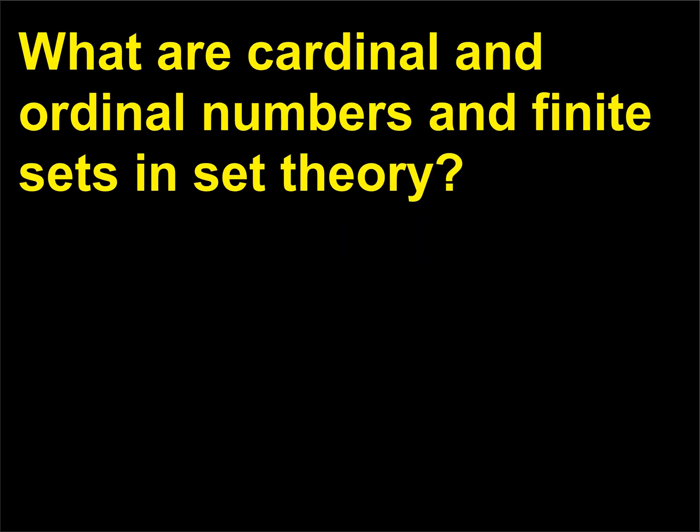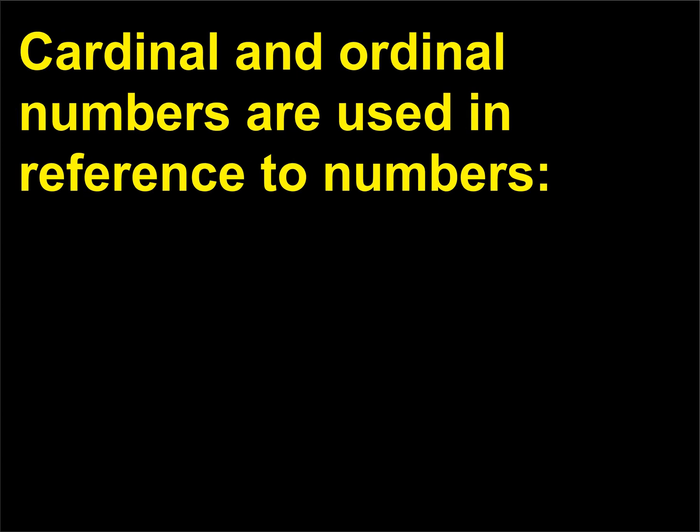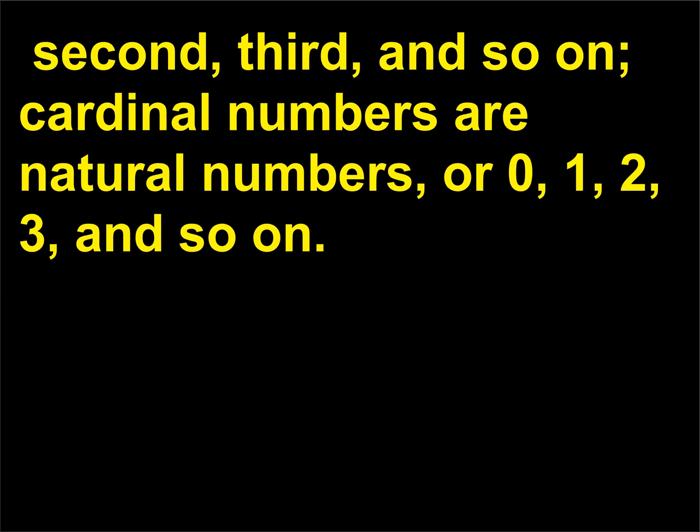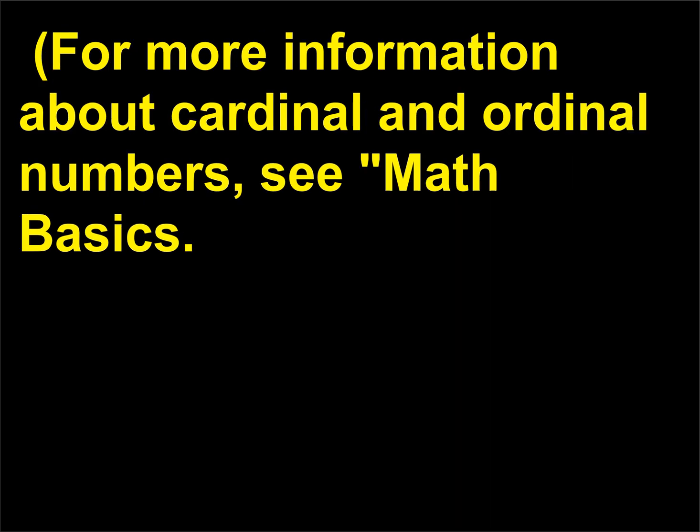What are cardinal and ordinal numbers and finite sets in set theory? Cardinal and ordinal numbers are used in reference to numbers. Ordinal numbers are used to describe the position of objects or entities arranged in a certain sequence, such as first, second, third, and so on. Cardinal numbers are natural numbers, or 0, 1, 2, 3, and so on. For more information about cardinal and ordinal numbers, see Math Basics.